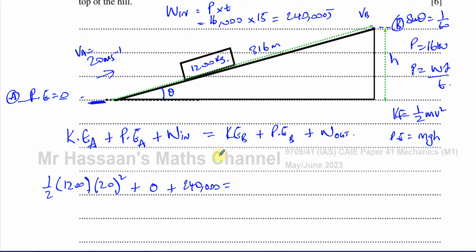joules. Now, the kinetic energy at B is going to be a half times 1200 times what we have to find, VB squared. Plus the potential energy. Now we need to know what this height is. So I can use the fact that this is a right angle triangle. I know that the sine of the angle theta is equal to h over 316. Therefore, h is equal to 316 times the sine of theta, which is 316 over 60. So h is 316 over 60.